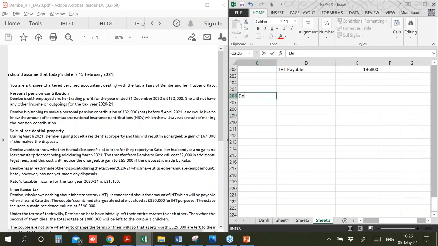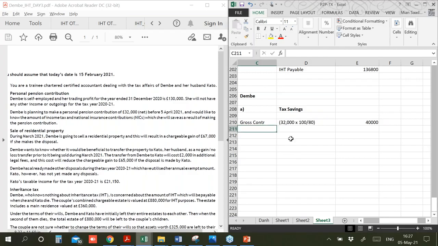The question is Dembe and we're doing its part A. Now, we have to calculate the tax savings. For tax savings, I will first tell the examiner what the gross contribution is, and tell the examiner how we have computed that. It is 32,000 times 100 over 80, and we'll tell the examiner that it is 40,000. What is that? Gross contributions.